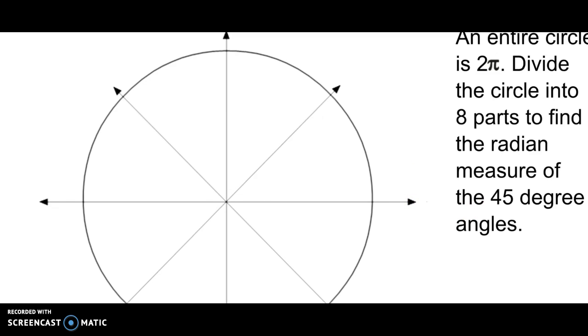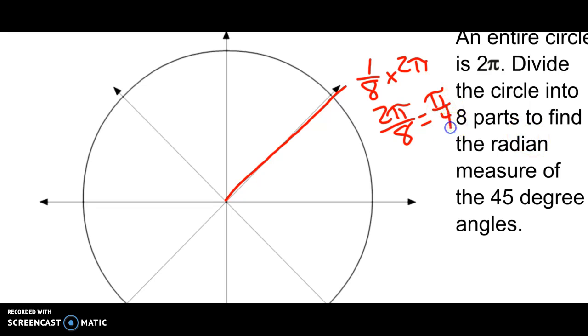Okay, so if we take this angle right here, we all know that that's 45 degrees. All right, so that's basically 1/8 of 2 pi. Okay, so that's 2 pi divided by 8. If you put 2 pi divided by 8 in lowest terms, it's basically pi over 4. All right, so you can do that with all of your angles. This one is 1/4 of 2 pi. You're just counting by eighths, basically. So that's pi over 2.